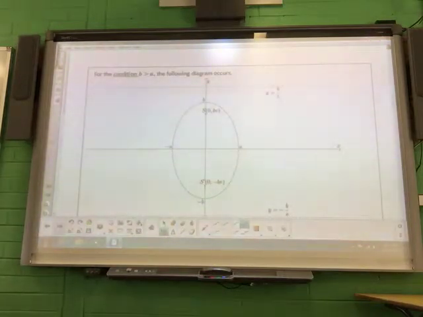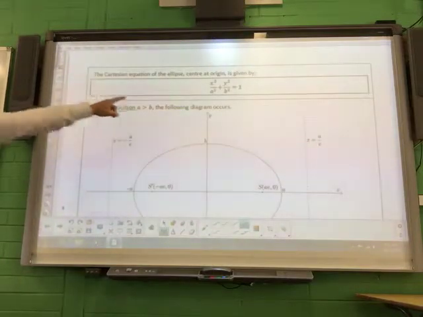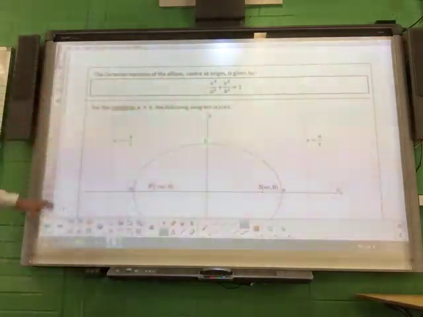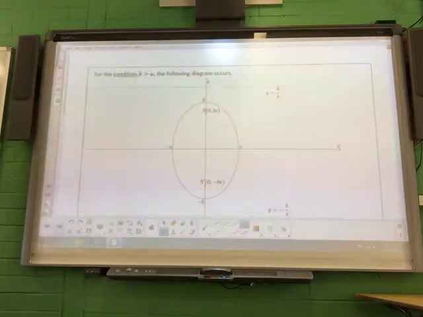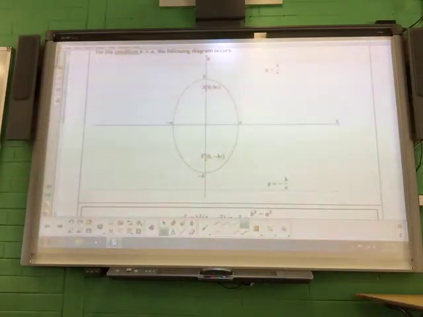So when b is greater than a, so when the value underneath y is bigger than the value underneath x in your formula, when this number is bigger than that number, you actually have a shift in your ellipse. It's very similar in terms of the variables you've used. You really just interchange your a's and b's, x's and y's, and then you get the following formula.